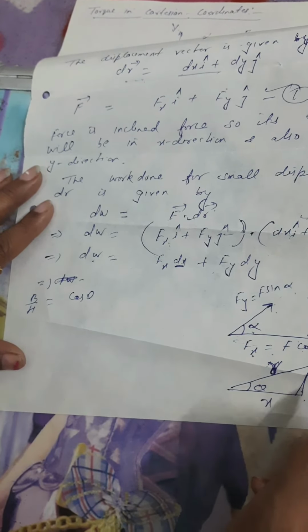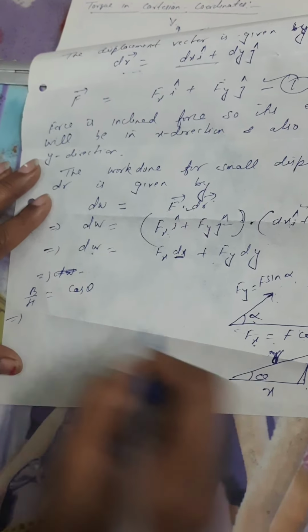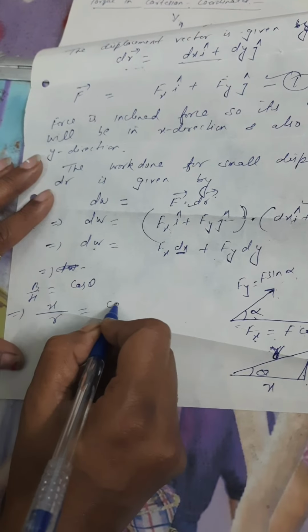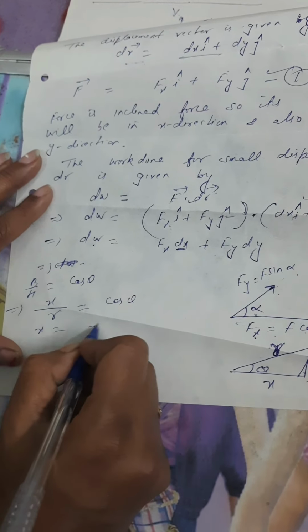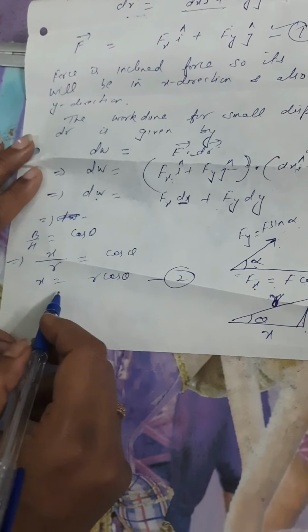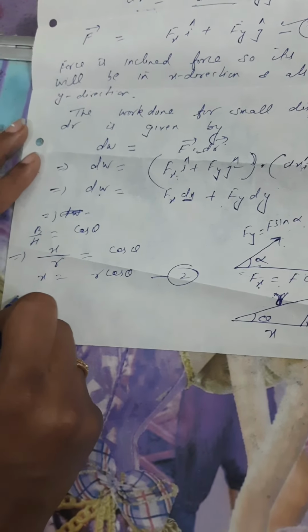Base upon hypotenuse is equal to cos theta. What is base? Base is x, hypotenuse is r, and cos of theta. So x will be r cos theta. This is the second equation.